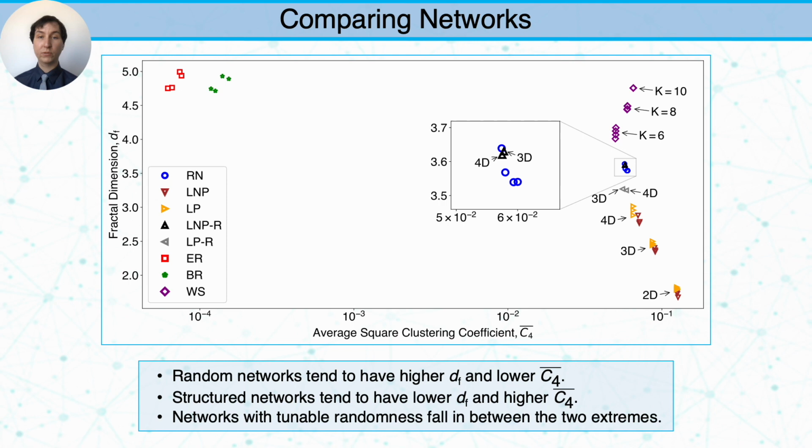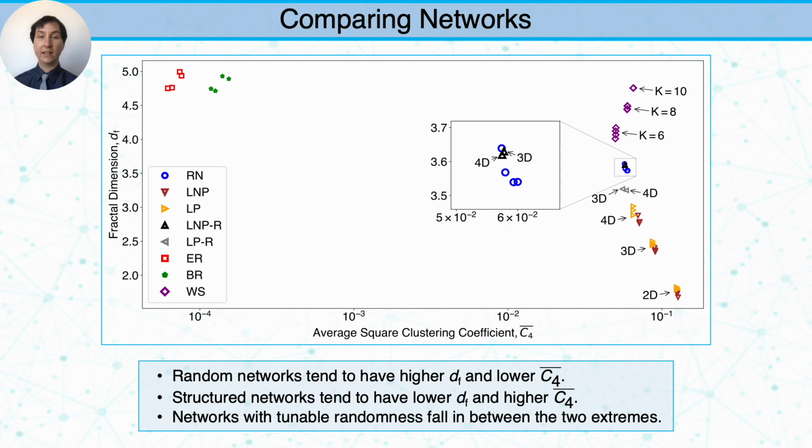The networks with tunable rewiring have a rewiring probability chosen to give a similar average square clustering coefficient to the reaction networks. The Watts-Strogatz networks have a higher fractal dimension compared to the reaction networks for the same average square clustering coefficient, and we explore Watts-Strogatz networks with 6, 8, and 10 nearest neighbors. We see the reaction networks are closer to structured networks than random networks. The lattice networks with non-periodic boundaries and a small rewiring probability seem to best approximate the reaction networks.